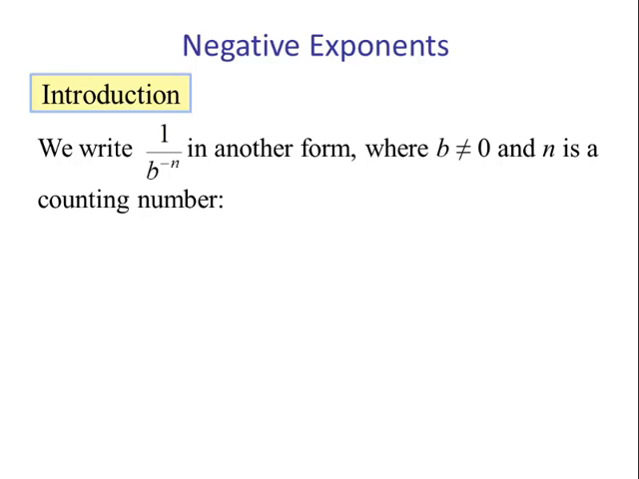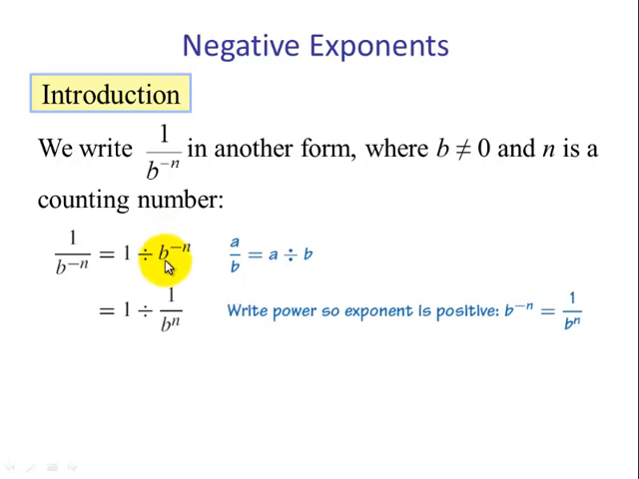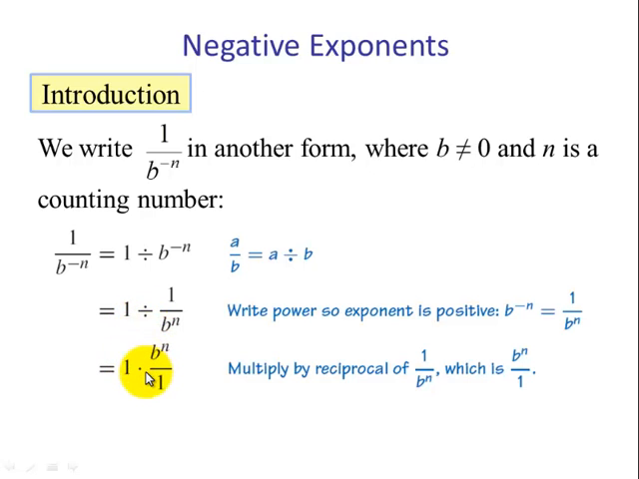If we were to write 1 over b to the negative n in another form, where n is a counting number, 1 over b to the negative n is the same thing as 1 divided by b to the negative n. B to the negative n, by definition, is equal to 1 over b to the n. And if you remember how to divide fractions, this value stays the same. We change this to multiplication, and then we flip this. We do the reciprocal. So this will become 1 times b to the n over 1, and that's equal to b to the n.